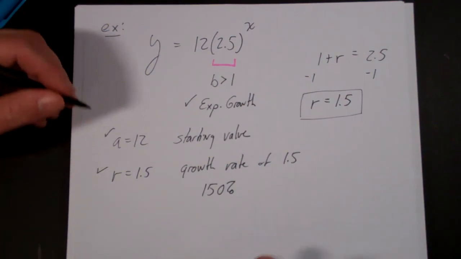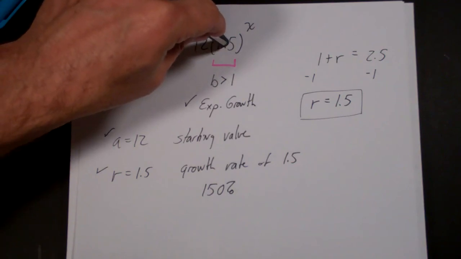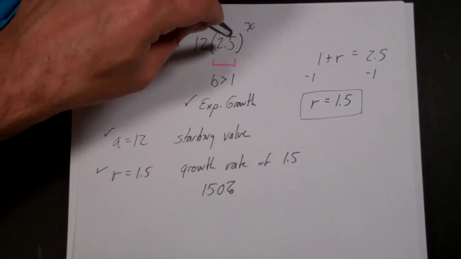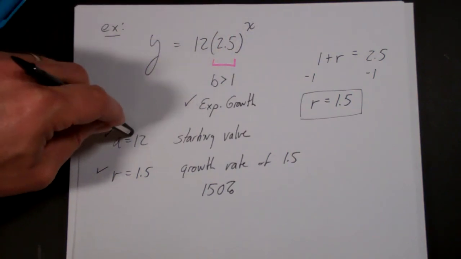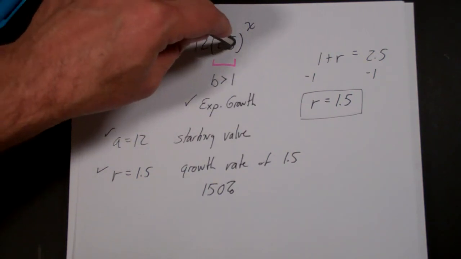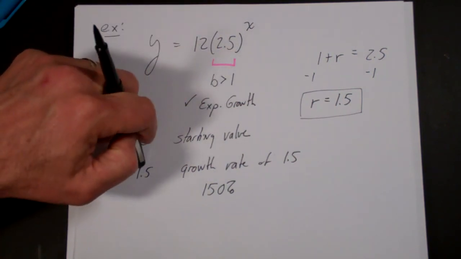So if you notice, when we look at exponential functions, one of the really useful things about them is that you can look at a function and immediately describe it. Here, we know this is exponential growth, because this number here is greater than 1. We know the starting value is 12, and we know the growth rate is 1.5 because we take this number b and we subtract 1 from it to get the growth rate.